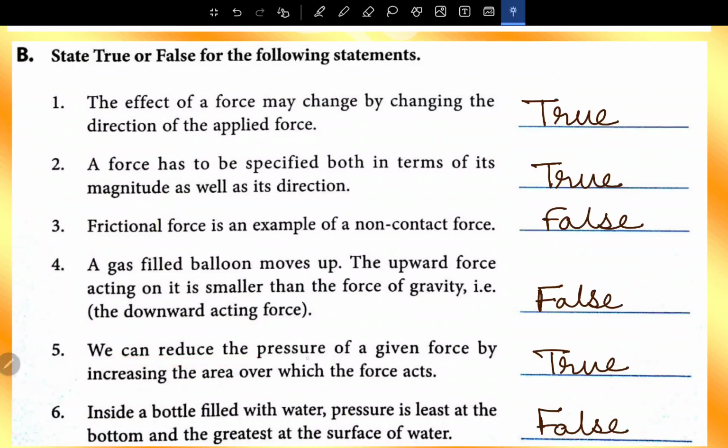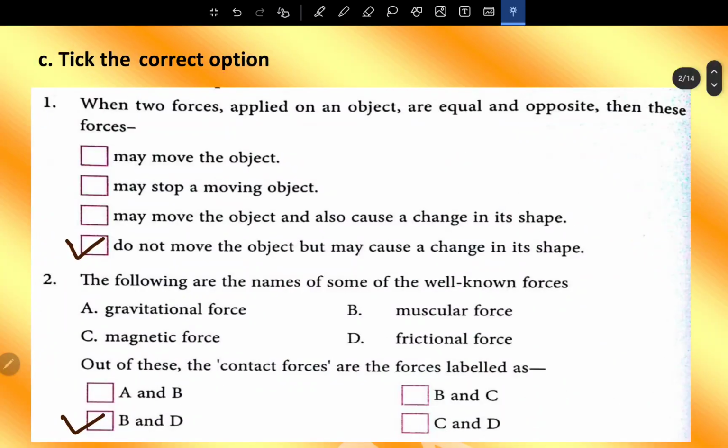Question number 5. We can reduce the pressure of a given force by increasing the area over which the force acts. This is true statement. Inside a bottle filled with water, pressure is least at the bottom and the greatest at the surface of water. This is false statement. Now take the correct option. When forces applied on an object are equal and opposite, then these forces do not move the object but may cause a change in its shape.